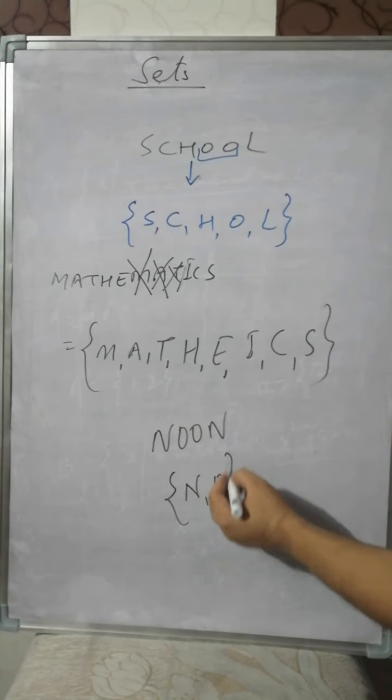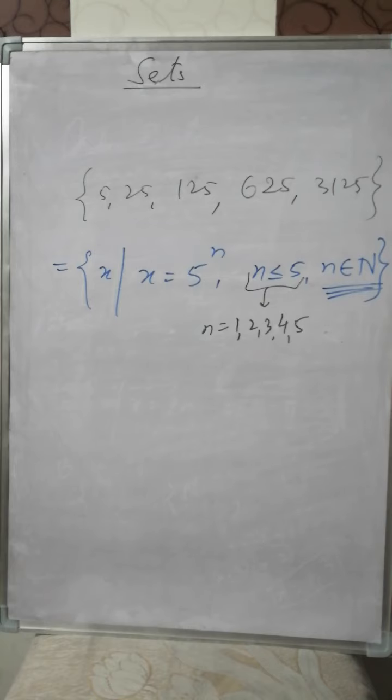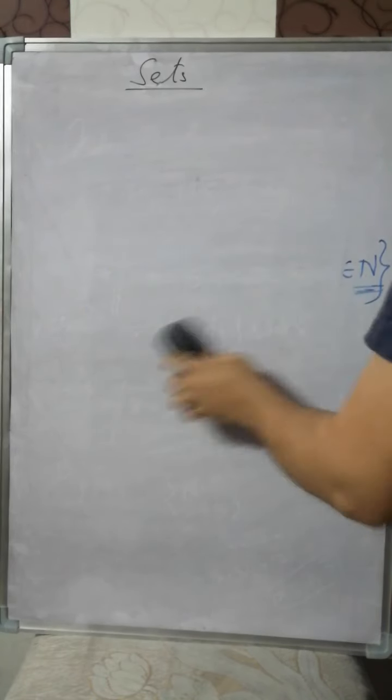Right? So this is how you write a set. There are two ways of writing a set. One is the set builder form, another is the roster form. And this is how you can convert one form into the other form.